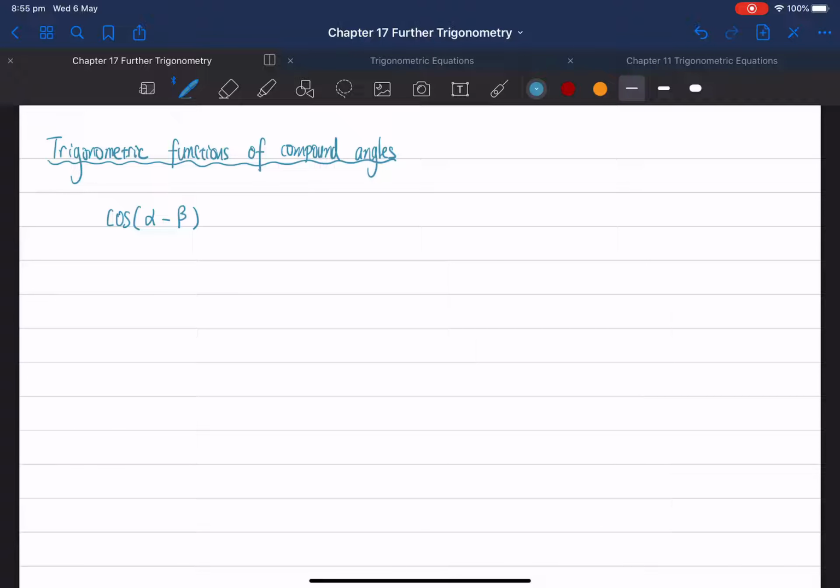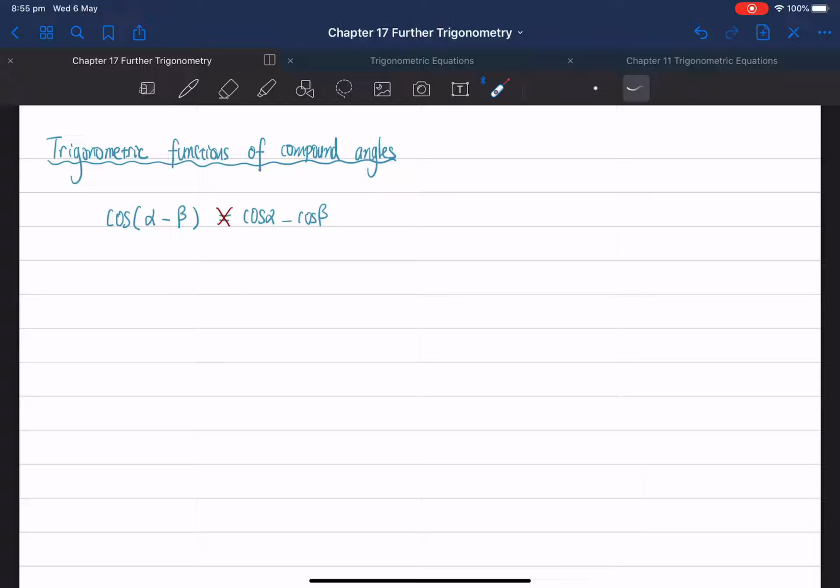Now the problem with that is this is not like algebra. You can't just use the distributive law and multiply the cosine into the alpha and the cosine into the beta. So you can't expand the bracket like normal algebra by writing cosine alpha minus cosine beta, and this is completely incorrect. Okay, this is really important.